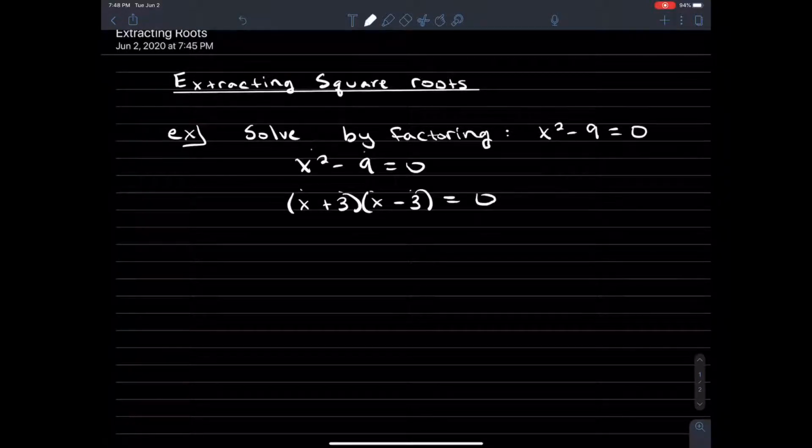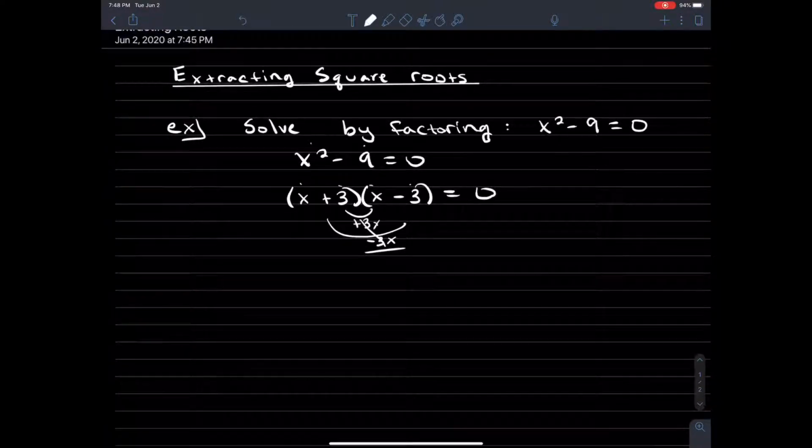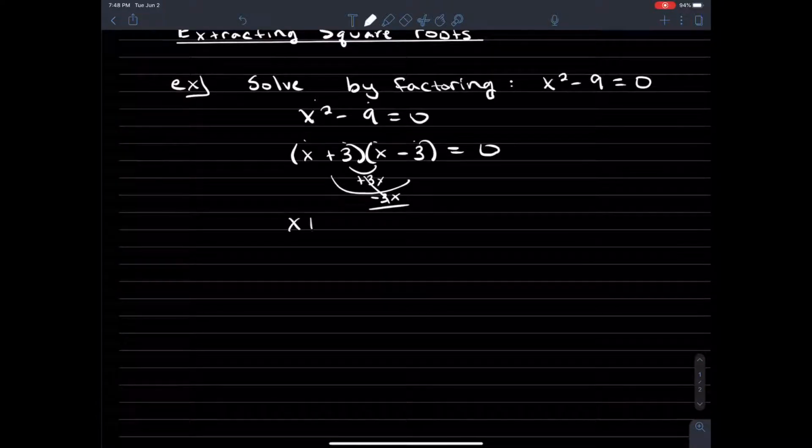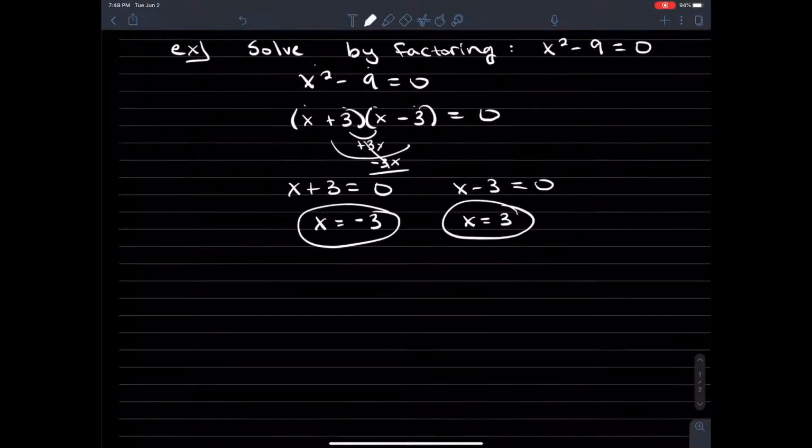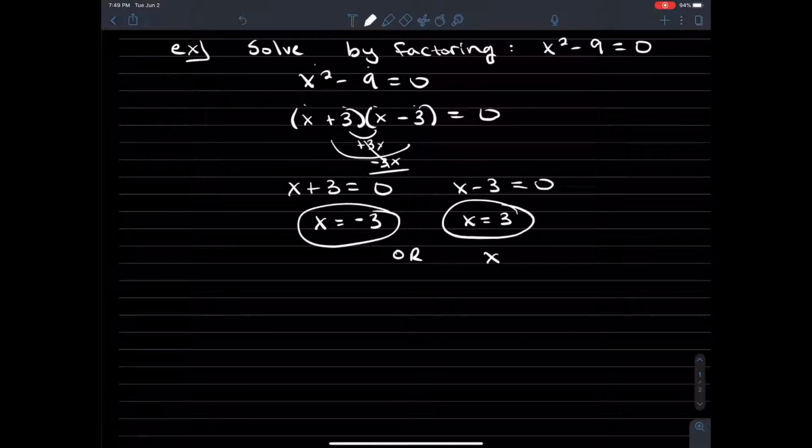Our x times x is x squared. 3 times negative 3 is negative 9. And then this is plus 3x minus 3x, and those cancel. So therefore, it does equal x squared minus 9. Then we set each factor equal to 0 and solve. So x is equal to negative 3, and x is equal to 3. We can write x is equal to plus or minus 3.